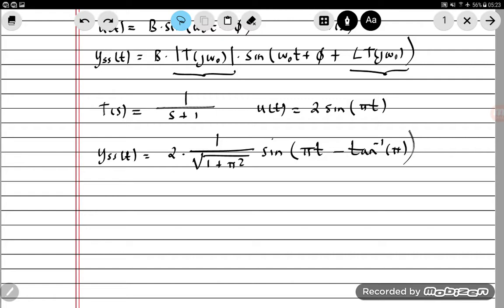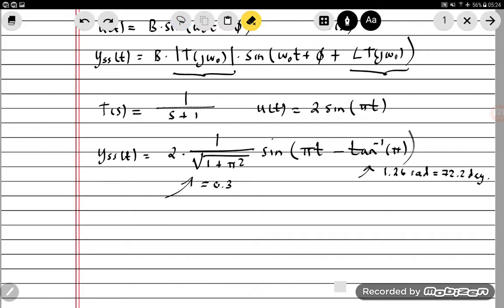Okay, so we see that the output of our system is attenuated. I use the word attenuated because that factor is smaller than 1. If you go work that out, it should be around 0.3. And we see that the output lags our input by the arctangent of pi. If you go work that out, that should be about 1.26 radians, or 72.2 degrees.